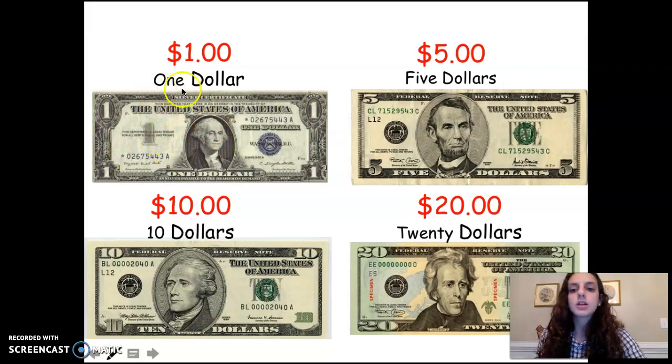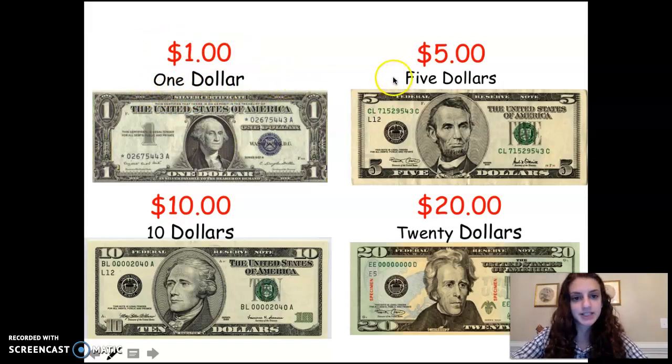The amount $1 can be written in two different ways. First, it can be written using this format. The dollar sign, 1, a decimal point, and 2 zeros. This represents the same thing as writing out $1.